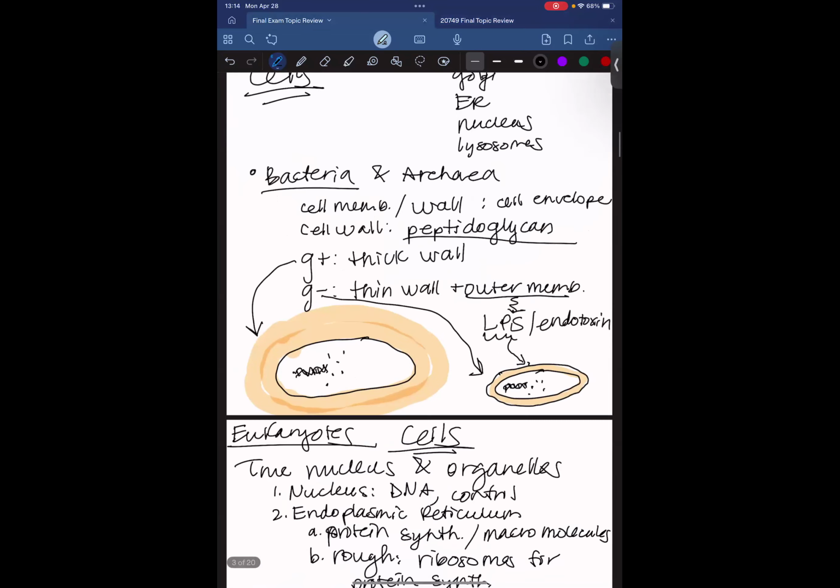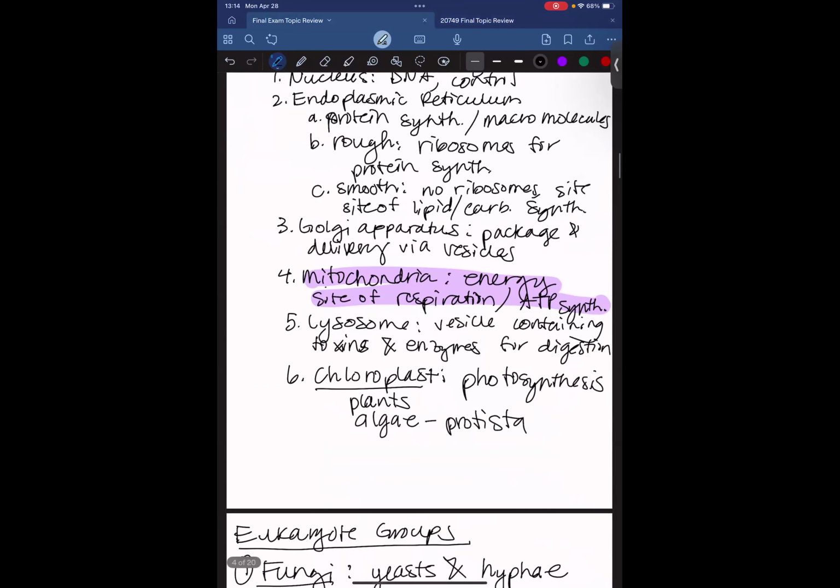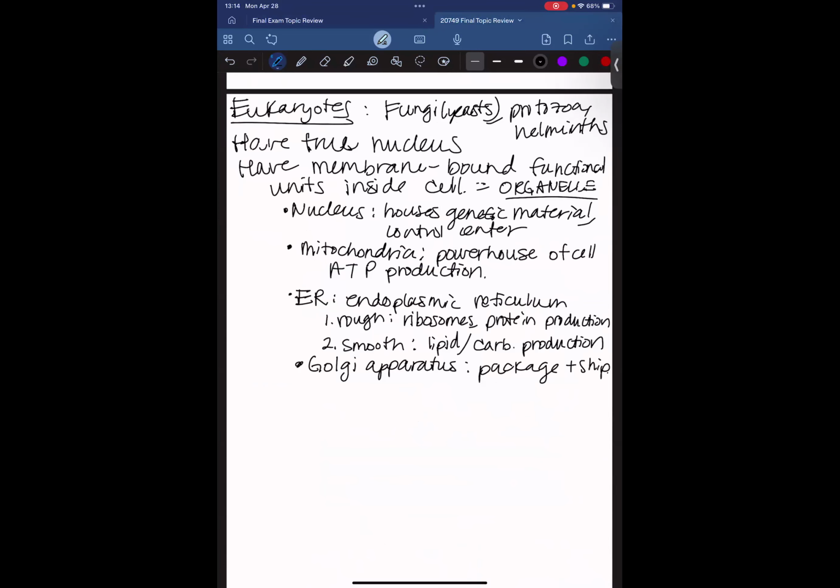Let me make sure I'm covering the stuff I want to cover. Chloroplasts. We kind of talked about chloroplasts with the plants, but we'll add them on here. A chloroplast, another membrane-bound organelle. What happens in chloroplasts? Photosynthesis.